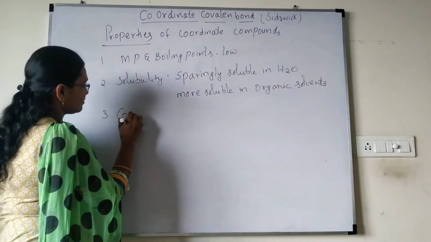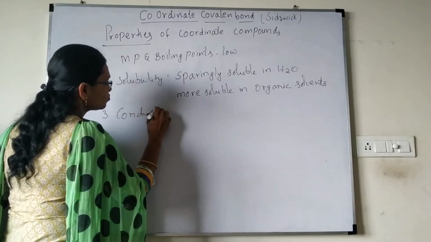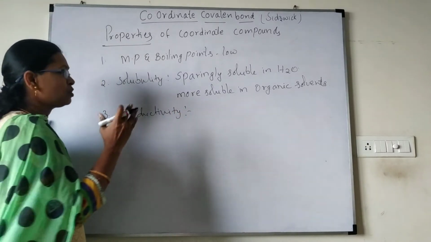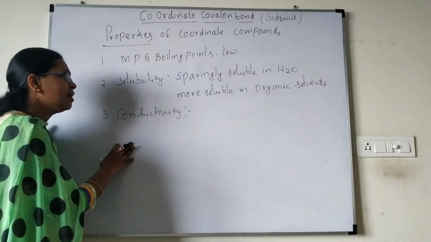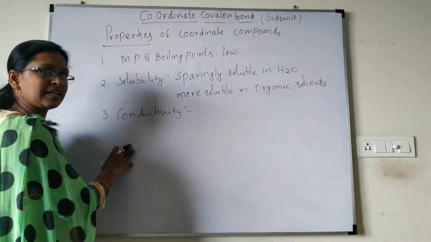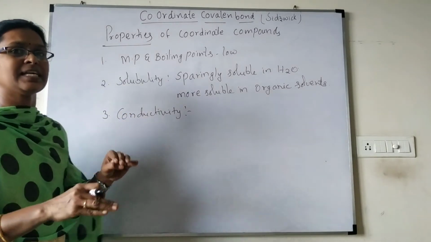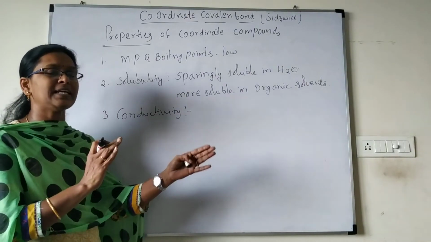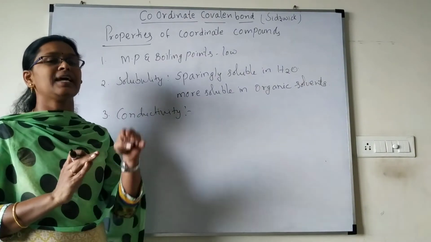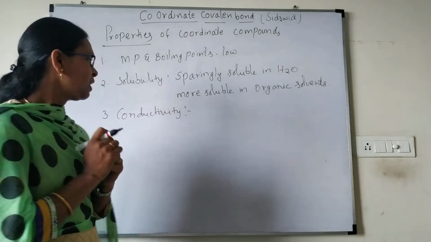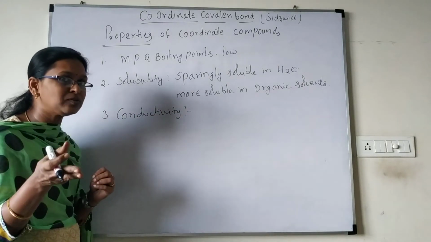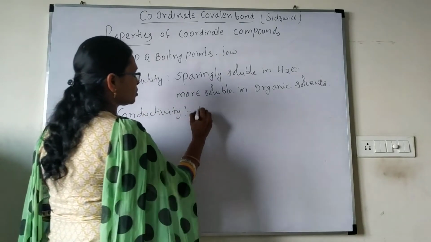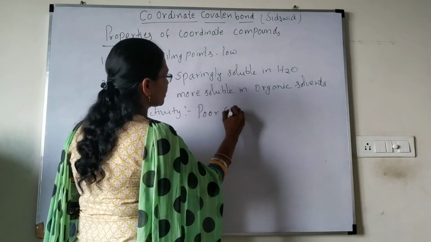Next, conductivity. Conductivity means the substance allows heat and electricity to pass through it. Ionic compounds, what we discussed, are good conductors of heat and electricity. Compared to the solid state, in the molten or aqueous state they are more conductive in nature. In the case of covalent compounds, not much. They are poor conductors.